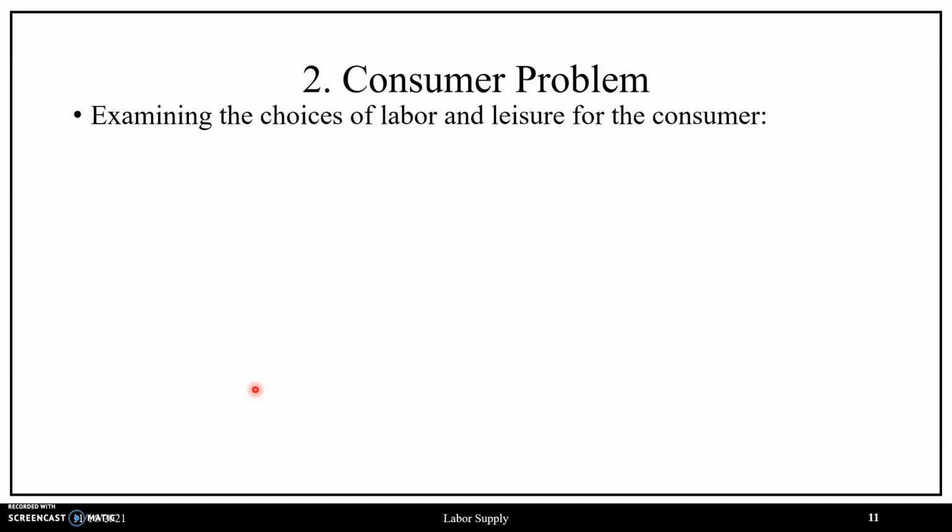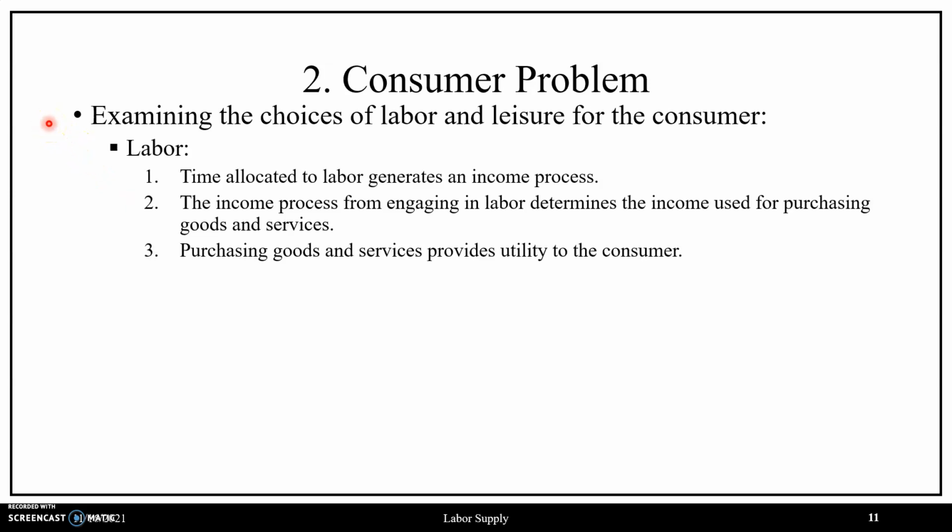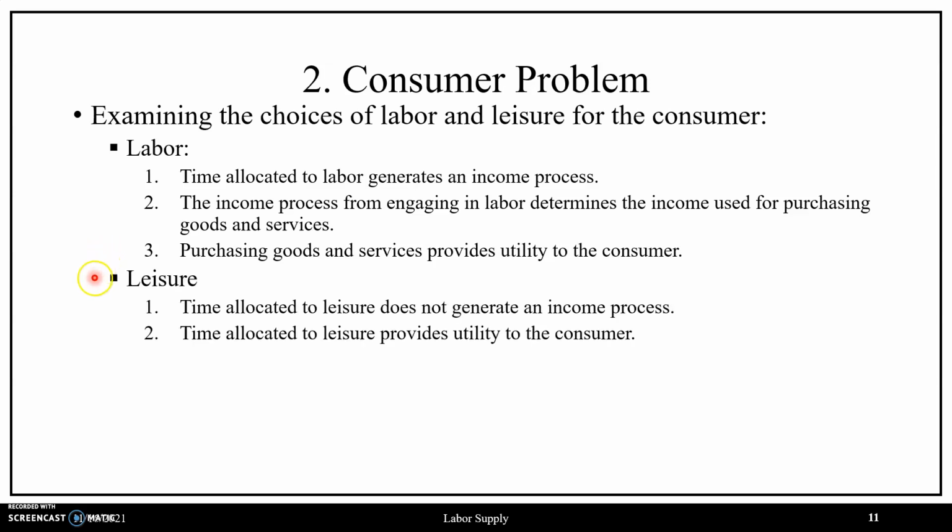So then, with this in mind, examining the choices of labor and leisure for the consumer, in terms of labor, time allocated to labor generates an income process, where the income process from engaging in labor determines the income used for purchasing goods and services, where purchasing goods and services provides utility to the consumer in the form of consumption utility. In regards to leisure, time allocated to leisure does not generate an income process.